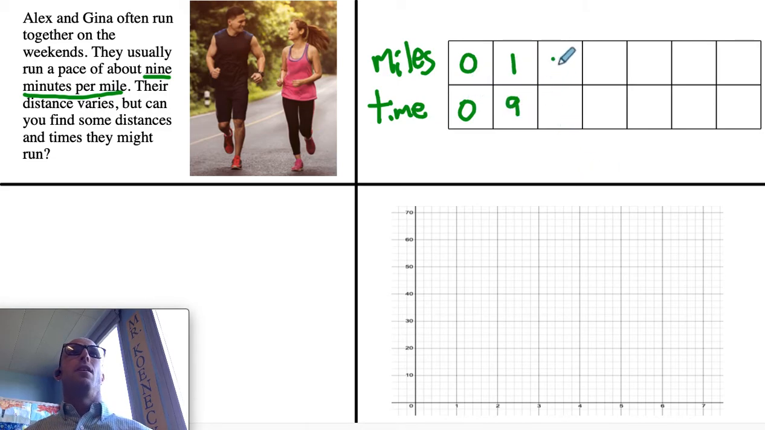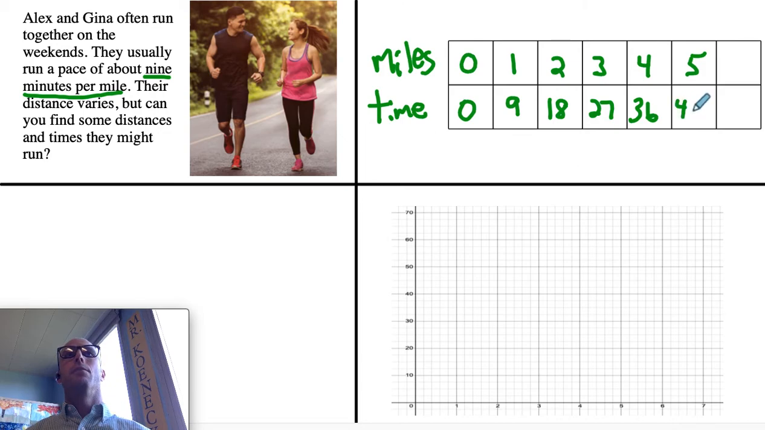Pretty straightforward. What about 2 miles? Well, that'd be another 9 minutes, right? Okay, so our time would be 18. Well, what about 3? Well, it's another 9 minutes, right? It's 9 minutes every mile. So 27. Well, what about 4? Another 9 minutes. Well, 5.